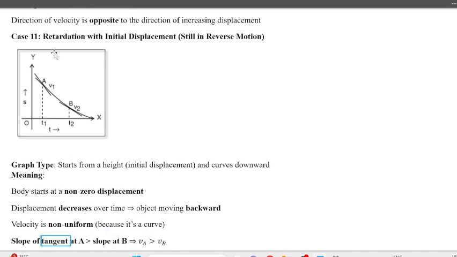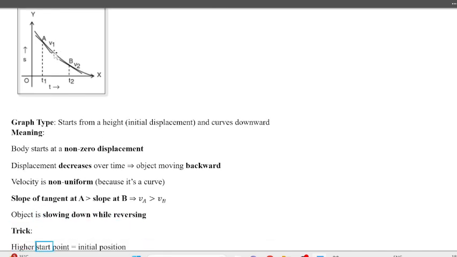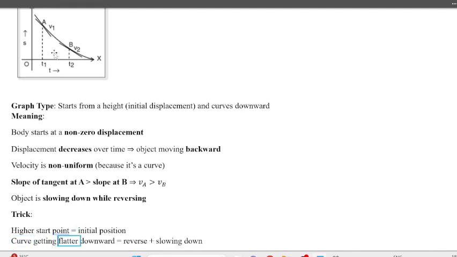Compare the slope of the tangent at A and the slope at B. V_A is greater than V_B. The object is slowing down while reversing. Trick: a higher start point means initial position, and a curve getting flatter downward means reverse plus slowing down.